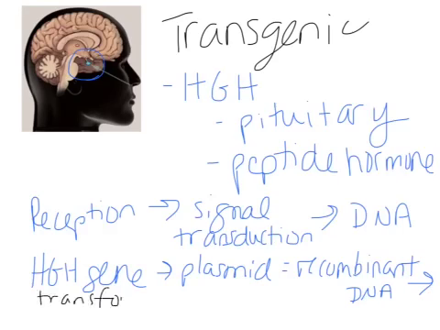Remember, transformation is the pickup of foreign DNA from the outside environment. This new recombinant plasmid would be in the environment that the bacterial cells are in. Hopefully the bacterial cells will take up this new DNA, and every time they reproduce, they're able to synthesize the human growth hormone, and their progeny, their offspring, also have this gene.